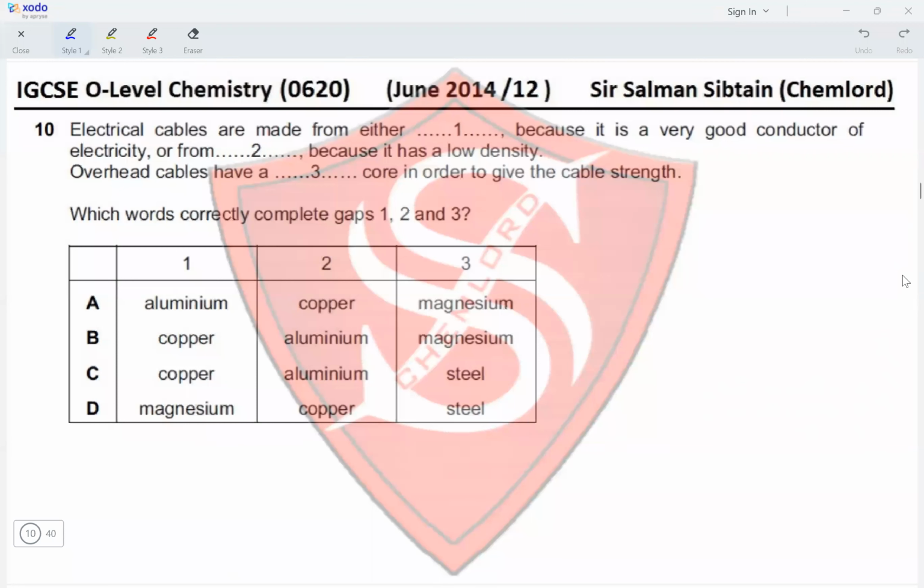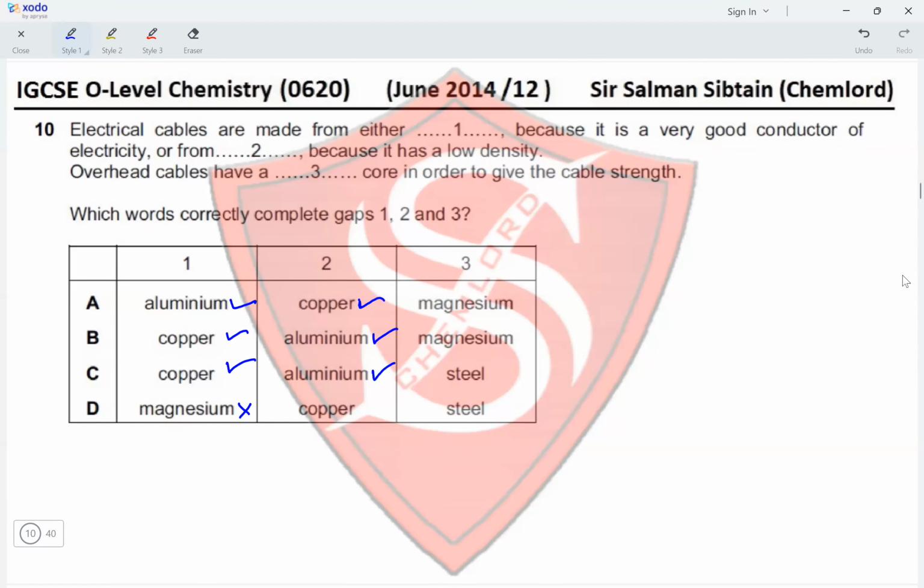Question 10. Electrical cables are made from either dash. So now the options are aluminum, copper, and magnesium. So electrical cables are not made from magnesium. They could either be made from aluminum or copper. So this eliminates option D, because it is a very good conductor of electricity. Okay, so it could be aluminum or copper again.